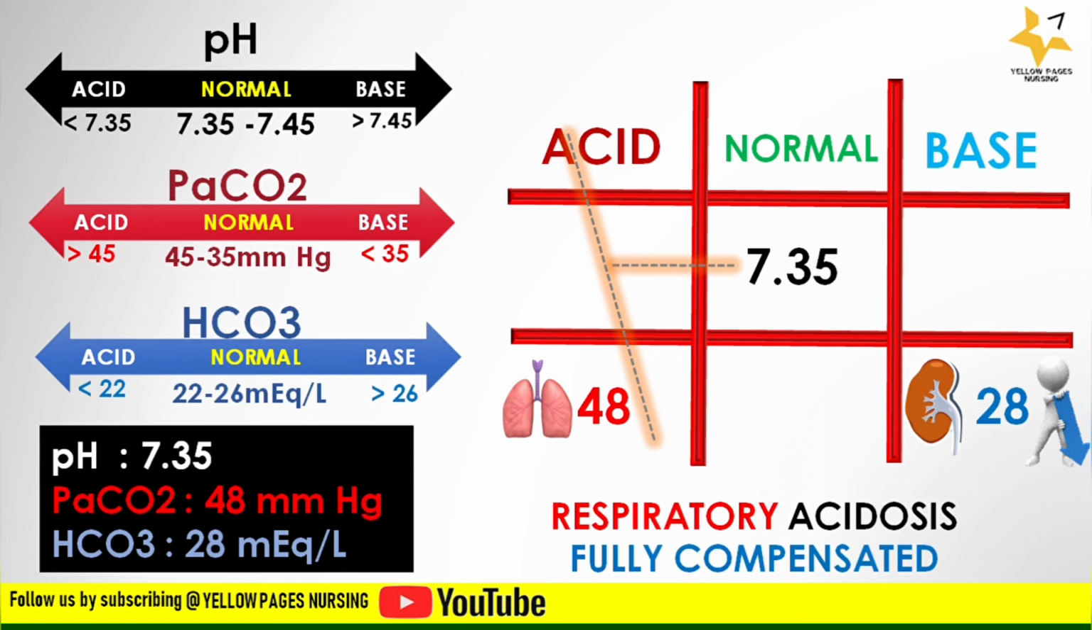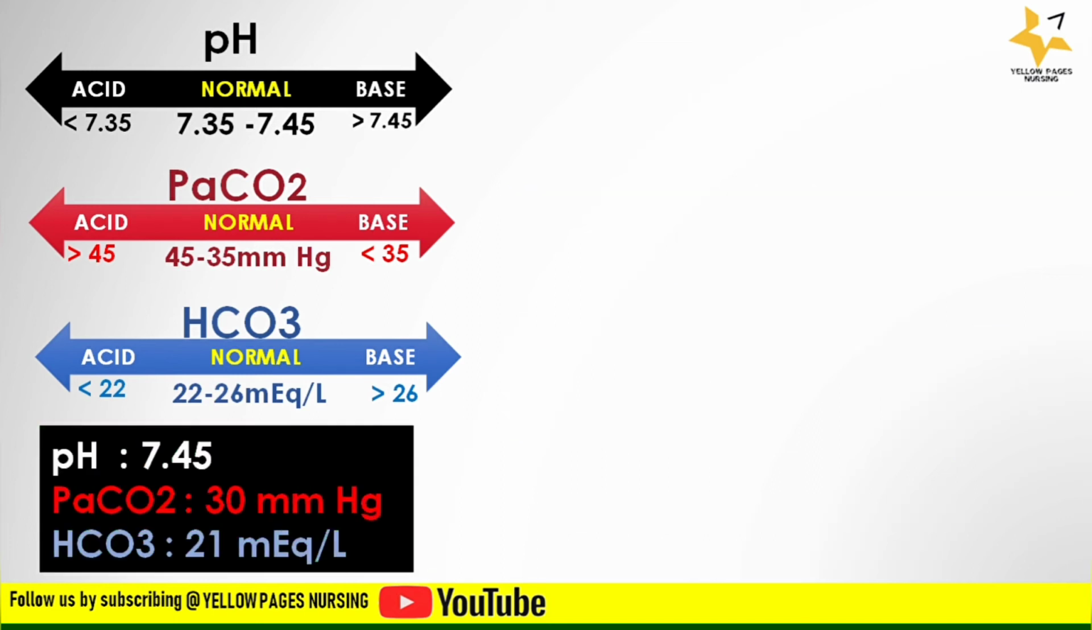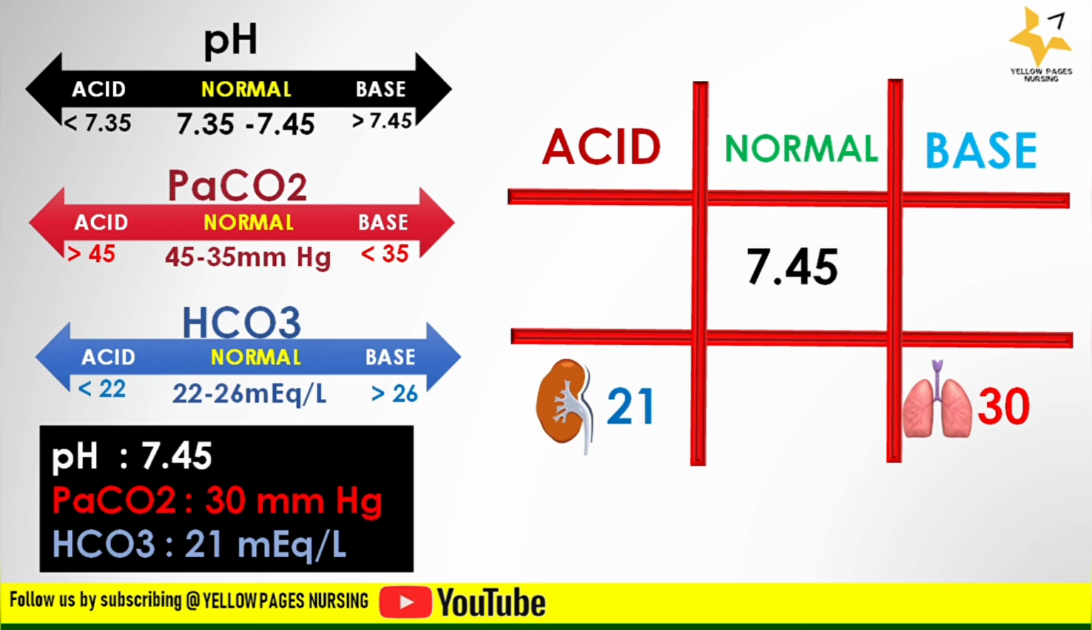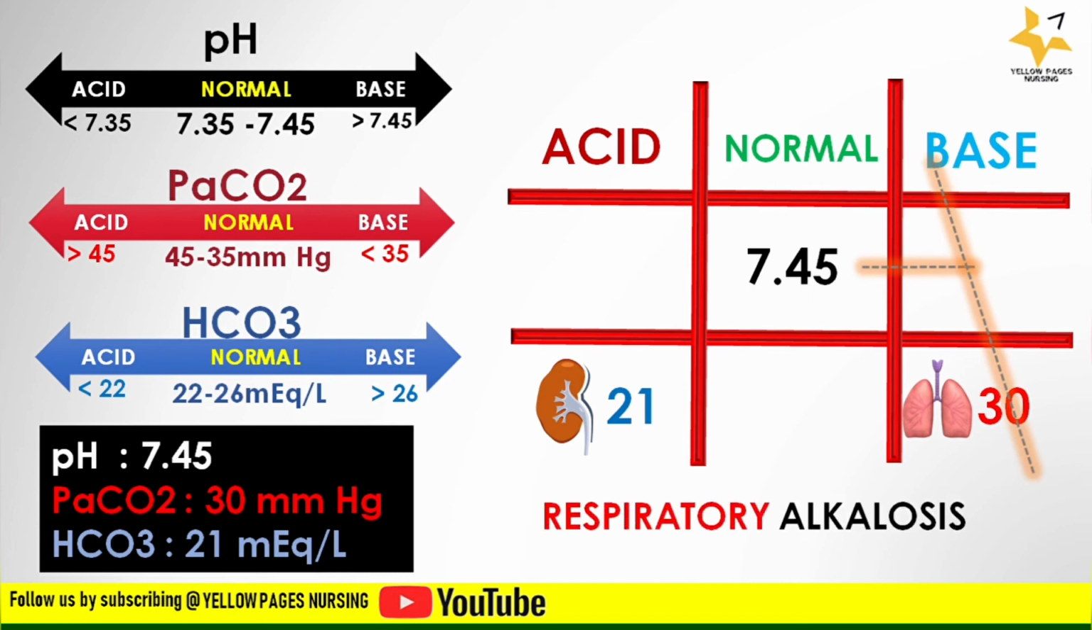Next example, pH is 7.45, PaCO2 is 30 mmHg and bicarbonate is 21 milliequivalent per liter. Using tic-tac-toe method, pH falls in the normal range, but still it is in the alkalotic state. PaCO2 is 30 mmHg, which falls in the alkalotic state, and bicarbonate is 21 milliequivalent per liter, which falls in the acidic state. Here, pH and PaCO2 match in the alkalotic state, and hence we say it is a respiratory alkalosis. To identify the degree of compensation, the value of bicarbonate is 21, which has decreased in order to correct the pH value to normal range. Therefore, we say it is a fully compensated respiratory alkalosis.